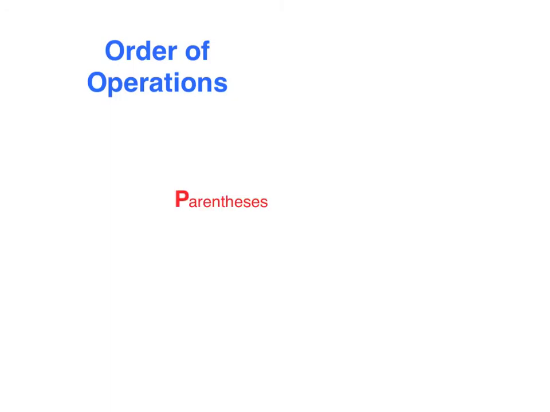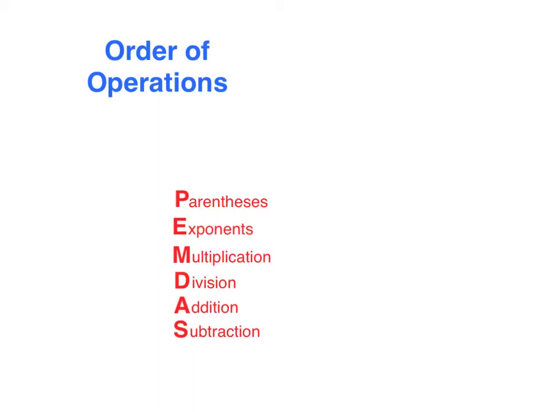When working a mathematical problem, everything in parentheses is done first. Next, all of the exponents are completed. After the exponents comes both multiplication and division. They are equal in order, and you complete them from left to right. Addition and subtraction come last. They're equal in order like multiplication and division are, and so you work them from left to right.